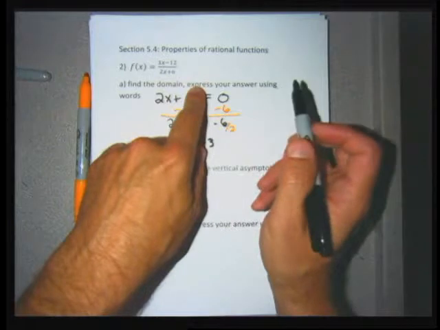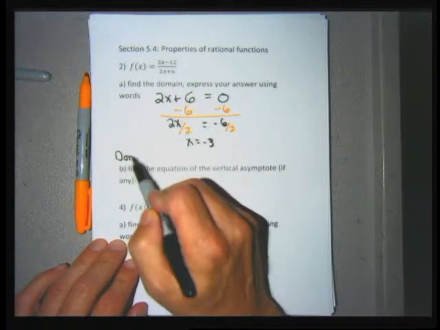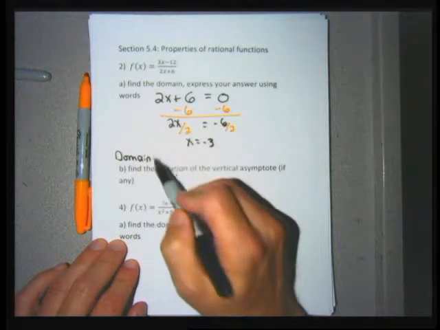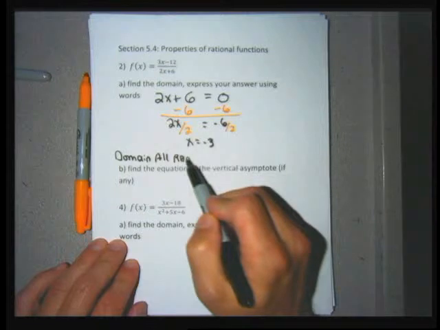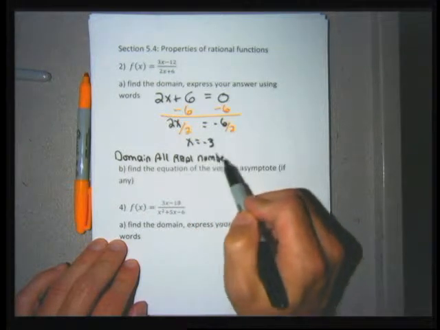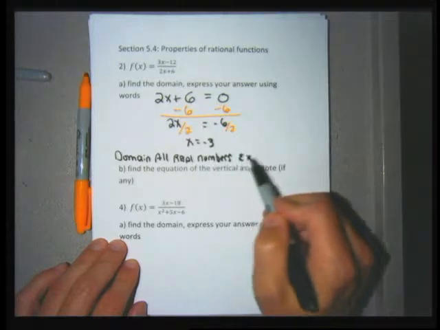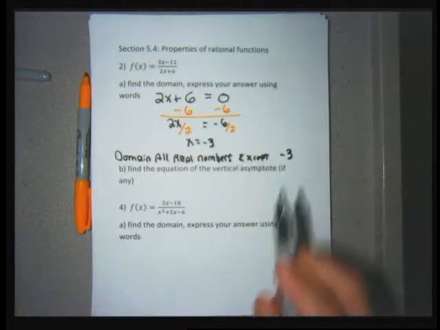I said express your answer using words, so I'm going to write my answer as: domain is all real numbers except -3.